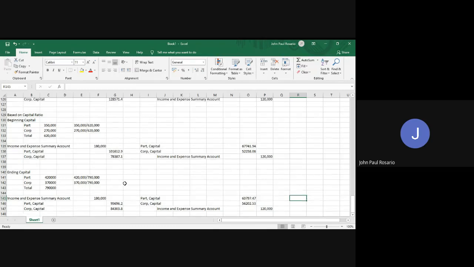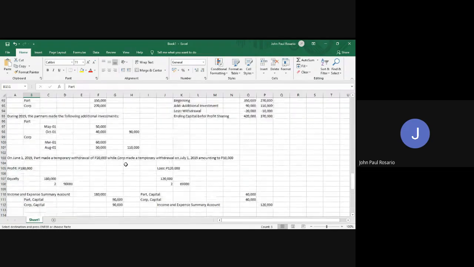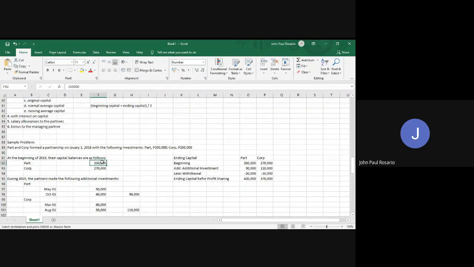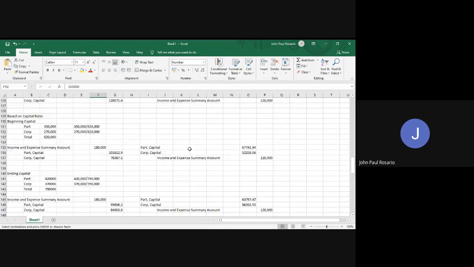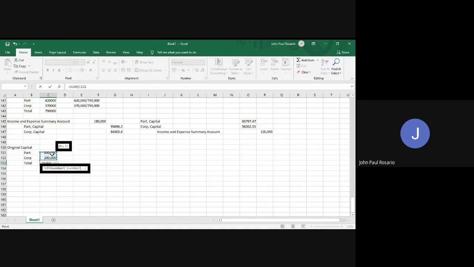Now, what if original capital? So, original capital. The original capital of Part and Corp is 300 and 200. So, Part is 300,000. Corp is 200,000. So, the sum of their capital is 500,000. So, sharing would be 300 over 500,000. This one is 200 over 500,000.